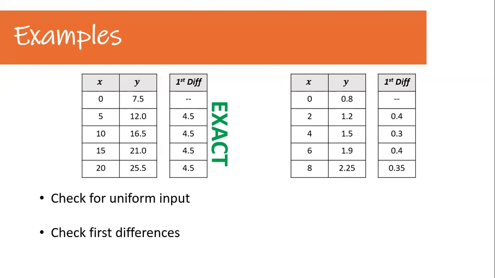So looking at these differences, we see they're not all identical, but they're not far apart, right? They're all somewhere around 0.35. They've bounced down to 0.3, 0.4, but they're all reasonably the same. So here we would say that we have an approximate linear model. Now, again, I always encourage you to check for the uniform input first, because if you don't have the same distance between each X value, it's not going to make much sense to compare the Y values the way that we've seen here.